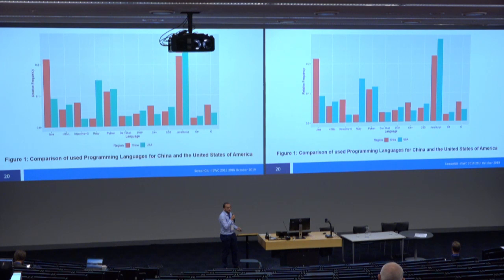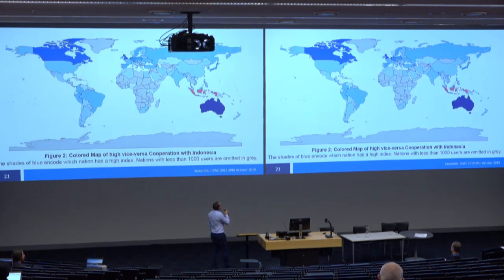So despite the analysis of programming languages, we can also look at international cooperation. So we asked ourselves, how are countries collaborating online with each other? And we derived an index for that. I don't want to go too much into the details. But on this world map, you see a coloring of countries collaborating well with Indonesia. And you see, for example, some things which are quite obvious.